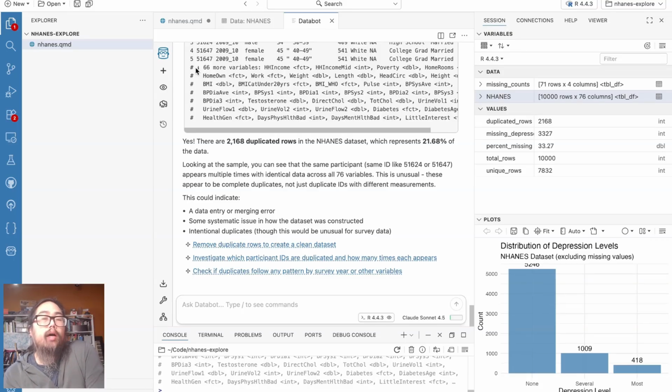So last time we took a quick look at Databot on this nutritional data set called NHANES. I just wanted to pick up where we left off. We noticed that there were some duplicated rows in the data set, so that's going to actually affect us. I'm going to ask a couple more questions of Databot.